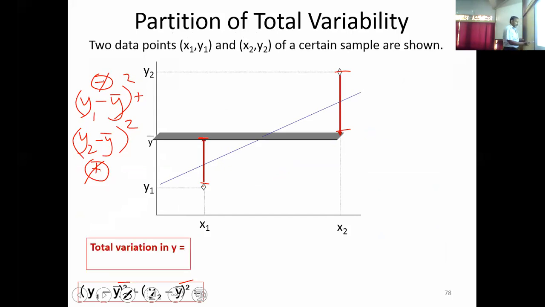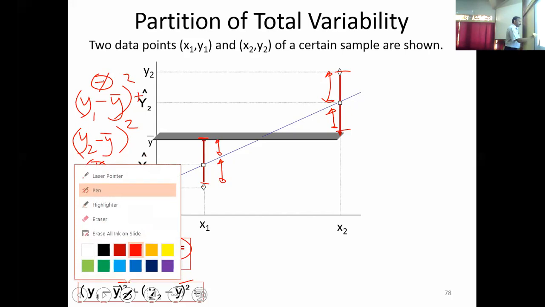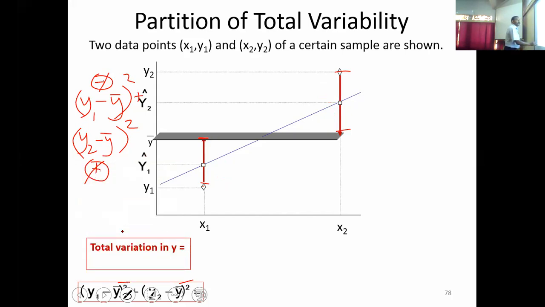I will come to that. It is how we measure the total variation. That can be partitioned into two components, this component and this component, isn't it? Likewise, here also I can partition into this component, this and this. That is what I'm going to show you now.